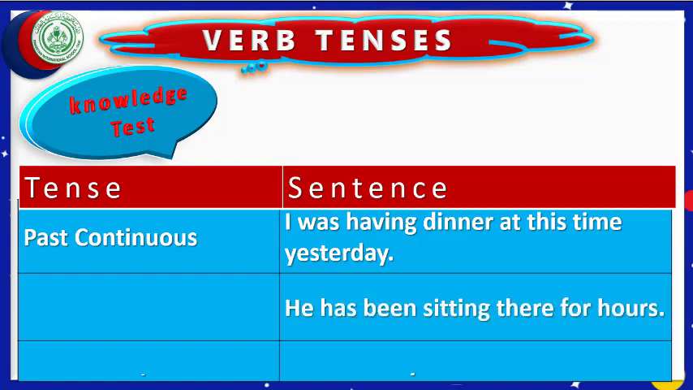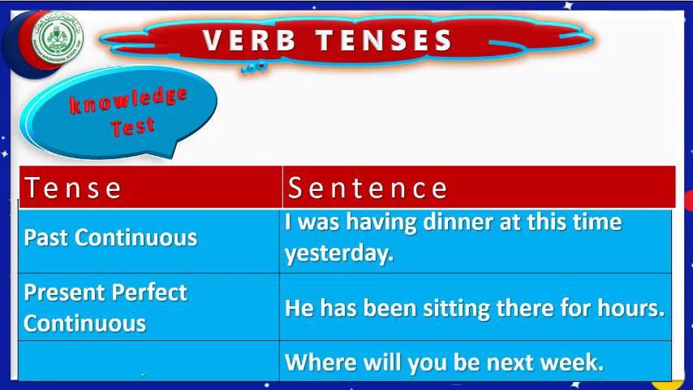Let us see the next sentence. Try to find out the tense. Could you find it? I'll show you the answer. Present perfect continuous. I'll show you the next sentence. Try to find out the tense. Could you find it? This is future simple. If you could not answer, no problem. You practice, you will understand. Let us move on.